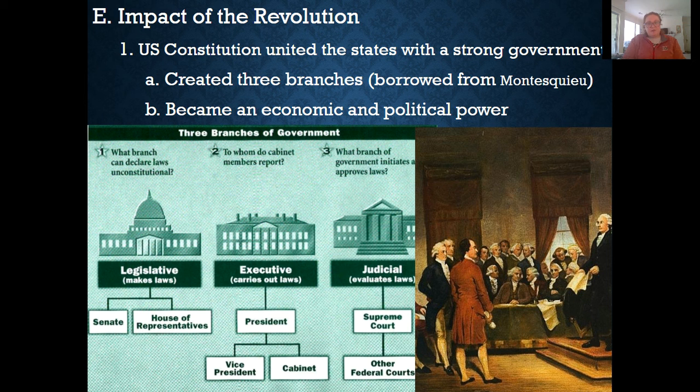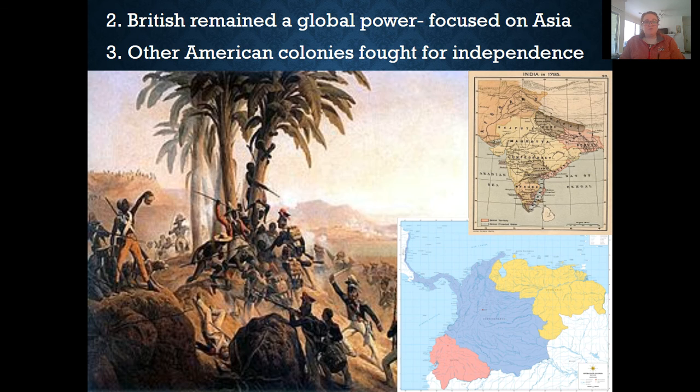It created 3 branches, which they borrowed from Montesquieu, and they would set up to where you have federal and then state and local governments. So you had checks and balances all the way up the ladder, so to speak. And this actually allowed the United States to become an economic and political powerhouse. That would take us a few years and we would stumble along the way, but the United States would be a force to be reckoned with.